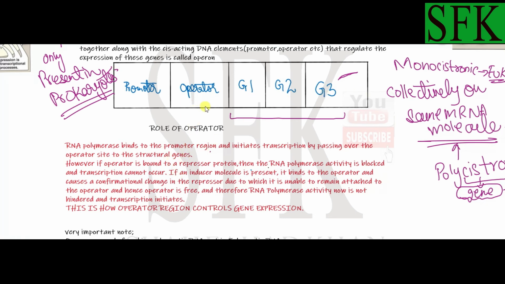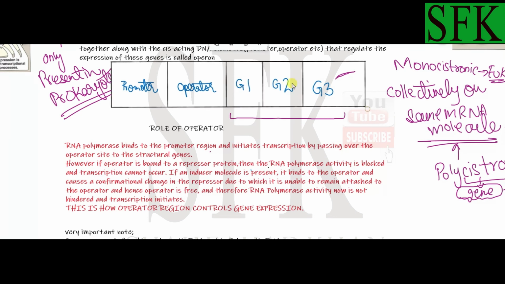Then, if an inducer molecule is present, it will come and bind to the repressor molecule that has already bound to this operator. As a result of this inducer-repressor binding, the repressor molecule will change its shape. Conformational change will occur in the shape of the repressor, due to which the repressor will not be able to remain attached to the operator site. And once the repressor molecule has left this operator, the RNA polymerase will be able to pass over the operator and then resume its activity of transcription.